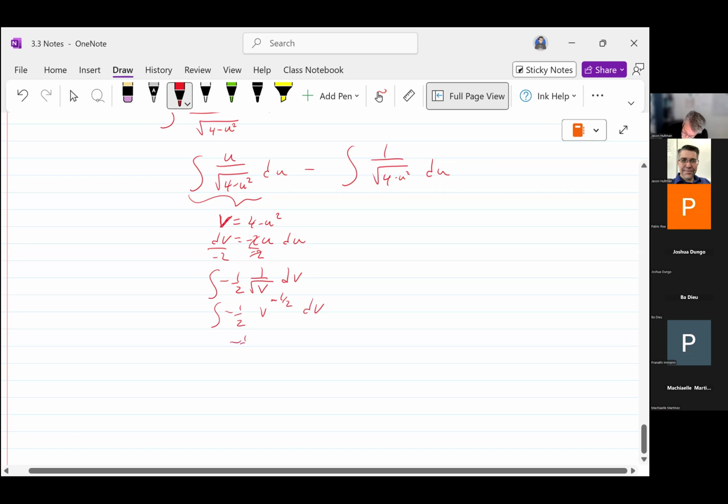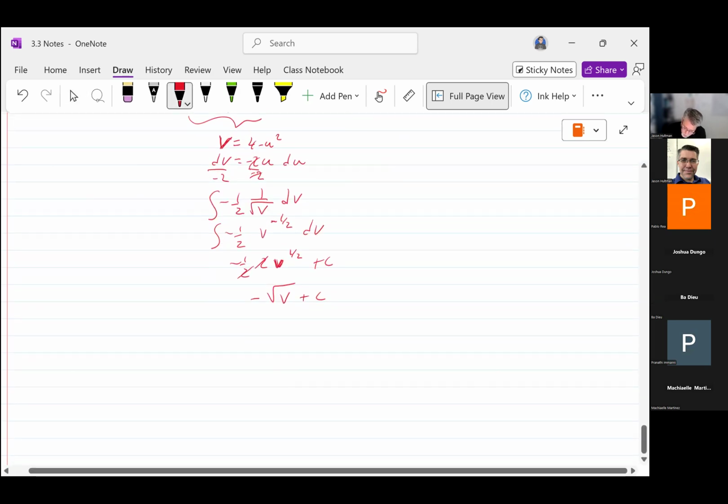And so this is negative 1/2, add 1, I get 1/2, multiply by the reciprocal, I get 2, v to the 1/2. I could put a plus c if I want. The 2's cancel. I'm left with negative v to the 1/2, that's the square root of v plus c. And then what was v? v was 4 minus u squared.